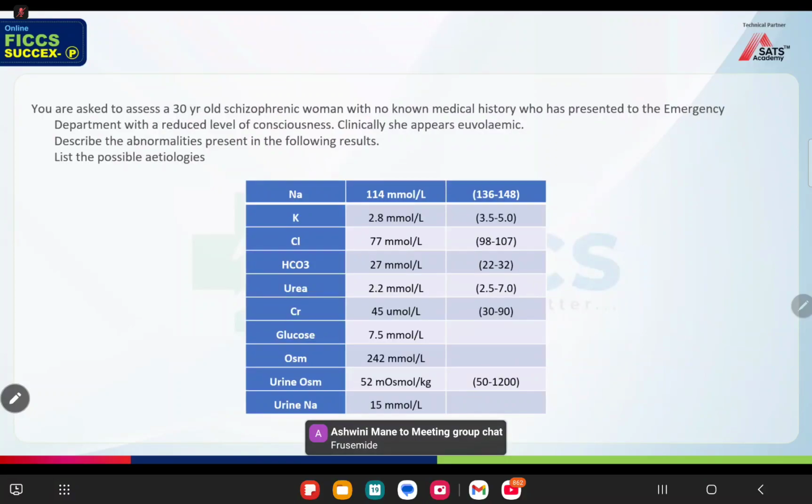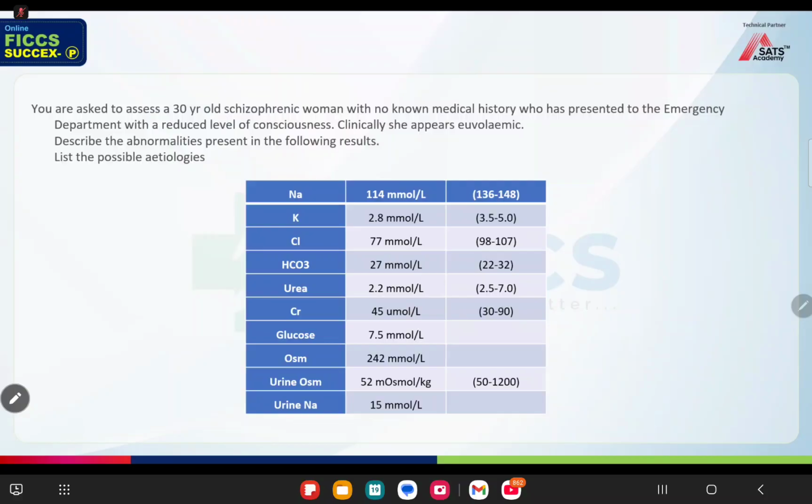You are asked to assess a 30-year-old schizophrenic woman with no known medical history who has presented to the emergency department with reduced level of consciousness. Clinically, she appears euvolemic. Describe the abnormalities in the following result and list the possible etiologies. The sodium is 114. Potassium is 2.8. The chloride is 77, which is very low.